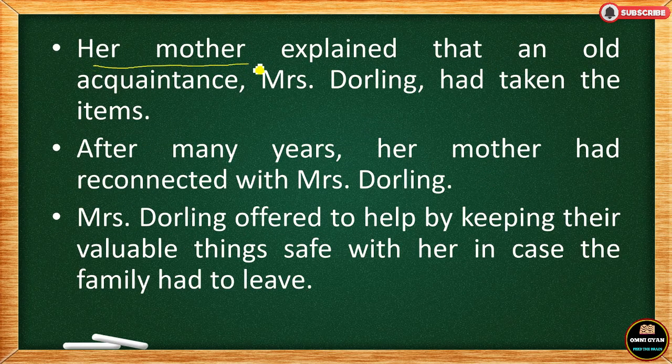Now her mother explained that an old acquaintance, Mrs. Darling, had taken the items. तो narrator की माँ ने narrator को बोला कि actually I have a very old acquaintance, जान पहचान वाली actually, a type of a friend called Mrs. Darling, and she had taken all these items. Okay, some of the items Mrs. Darling had taken from our house. And after many years, her mother had reconnected with Mrs. Darling.